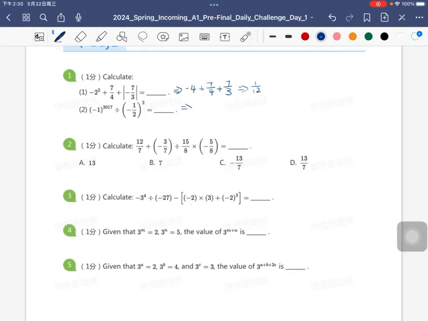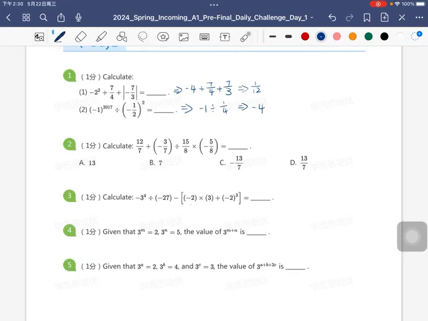And the second one: negative 1 to the power of 2017, which is equal to negative 1. Divide negative 2 to the power of 2. This time the negative sign is in the parentheses, so it's squared and it's gone, right? So it's just going to be 1 over 4. So the answer will be negative 4 here.